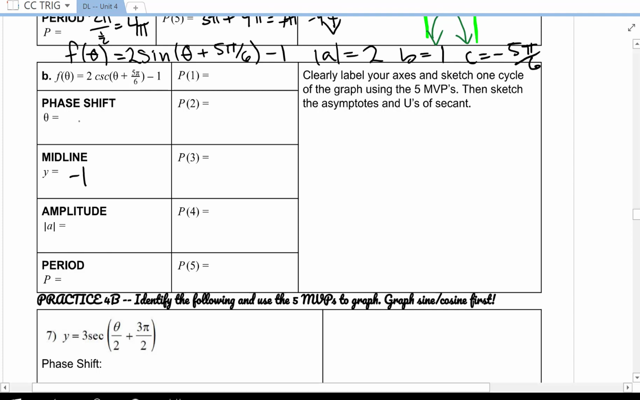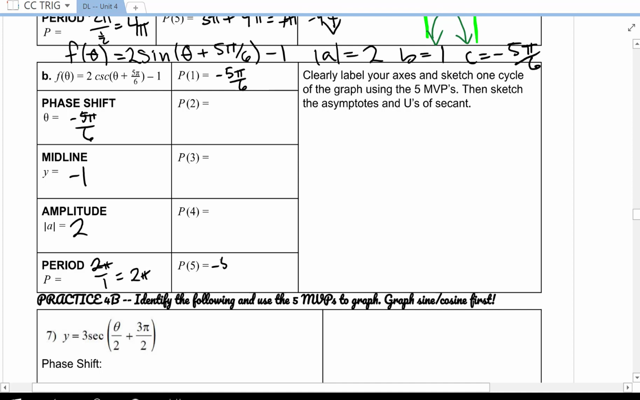Okay, phase shift is C over B, so negative 5 pi over 6 over 1, which is just negative 5 pi over 6. Amplitude is 2, period is 2 pi over 1, which is 2 pi. Okay, phase shift is P1. Remember, P1 represents the x value of the point, not the y value. That you know based off of memorizing the visual, how it appears.